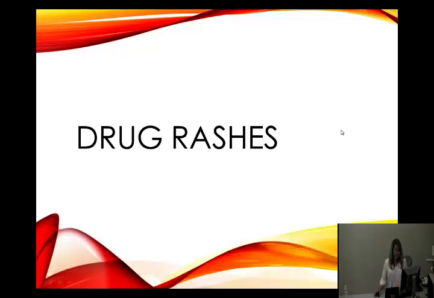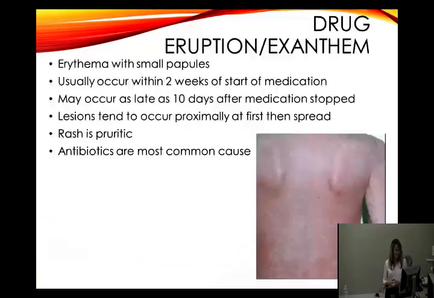So we'll move into some drug rashes here. So I'm going to talk a little bit about a drug eruption or exanthem. So erythema with small papules is typically how this rash starts, and oftentimes will occur within 2 weeks of a start of medication. I have seen it occur within 3 months of a medication starting, but if you look in literature, they do state it can even occur as late as 6 months after a medication has been started.